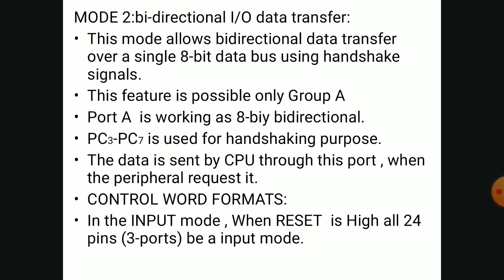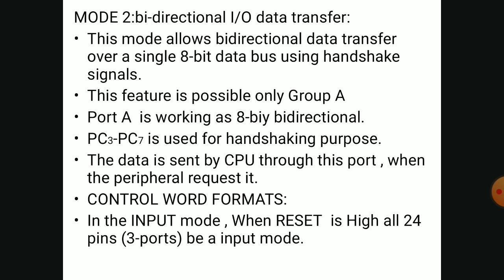Port C upper is used for the handshaking signals for port A. As well, if we use port B in mode 1 operation, port B is used for the IO devices connection, and port C lower is used for the handshaking signals. Like here, in mode 2, it is only possible to use group A. That is, port A is used as bidirectional, and port C is used for the handshaking process. In this mode 2 operation, we don't use port B or port C lower, meaning that we are not using group B control signals in the mode 2 operation.